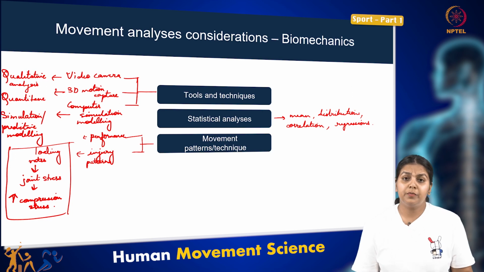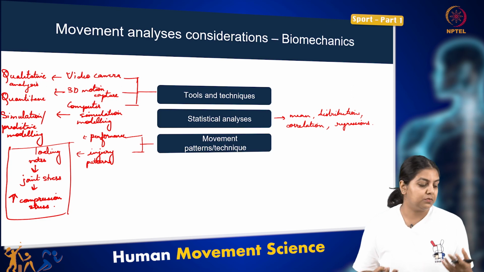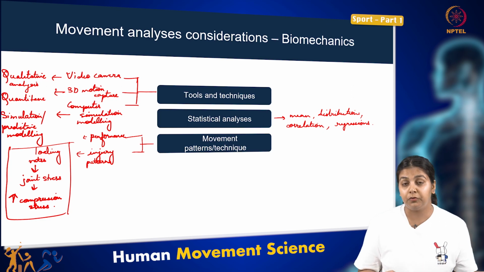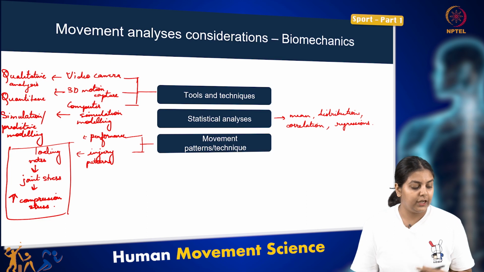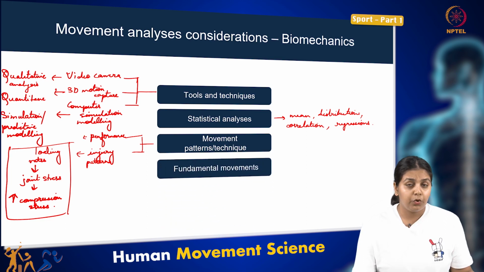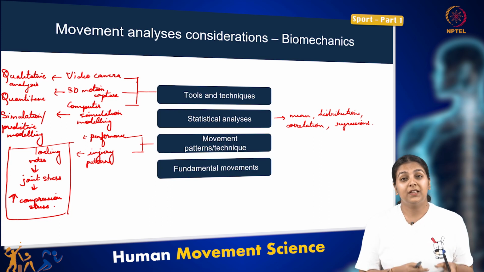All right, and you could also be evaluating technique, if technique is good, bad, if it is going to improve your performance, or if it is going to hinder you because it is incorrect, or there are ways of improvement. So you're looking at movement patterns, performance and injury, and then of course, analyzing the technique as well. What you could also do is look at fundamental movements. So we've covered fundamental movements, exercises, motor control, gross and fine motor skills, which are a subset of what you find in sport, right?